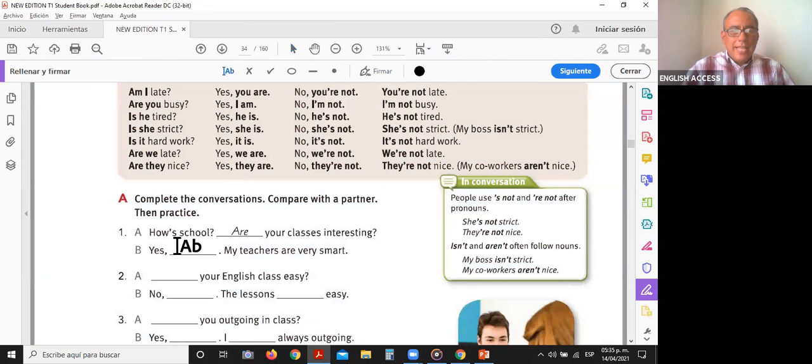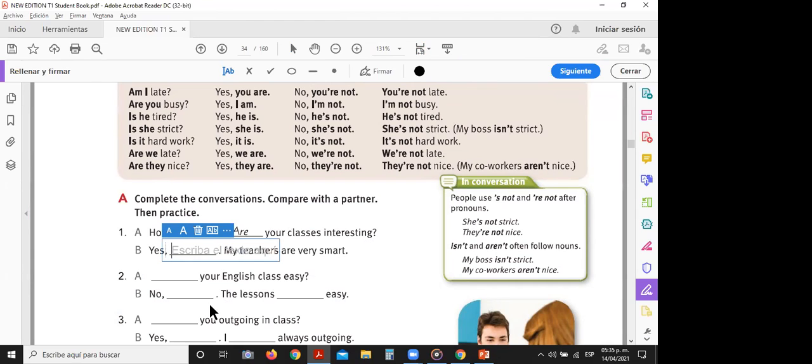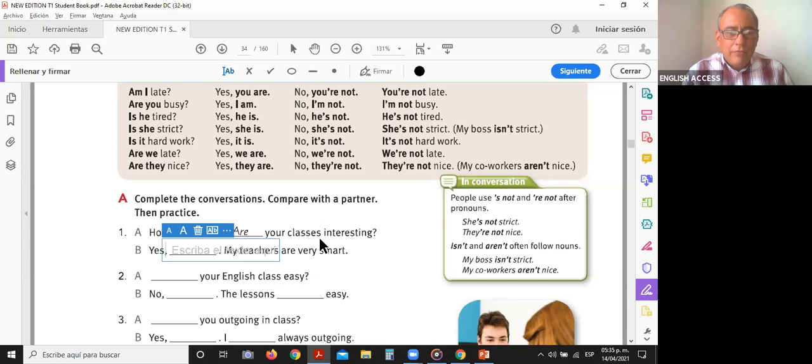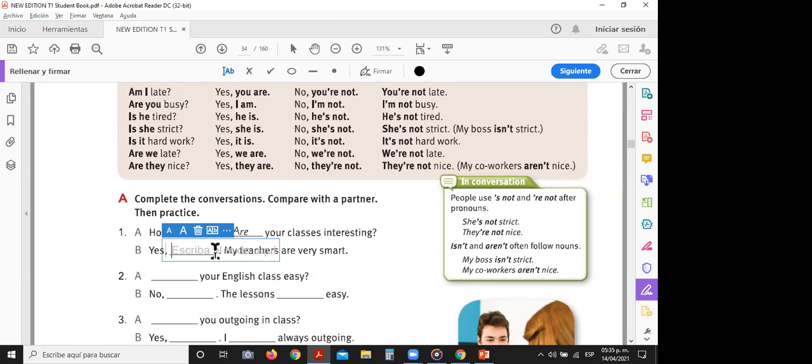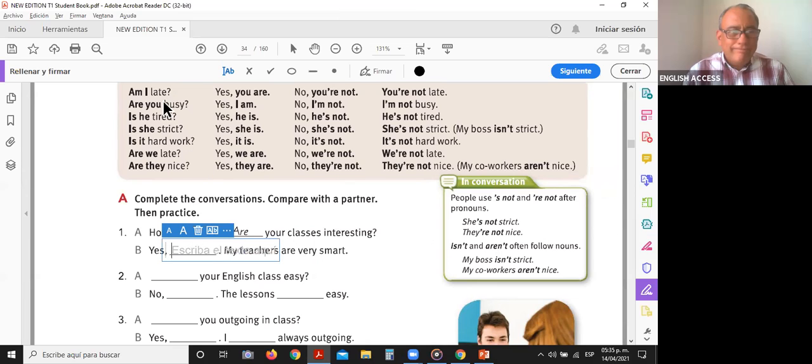What is the correct answer using this information for the short answer? Are your classes interesting? Yes. Well, classes is plural, my dear friend. Yes, they are. Classes are in plural. So meaning that you are the classes, tú eres la clase.